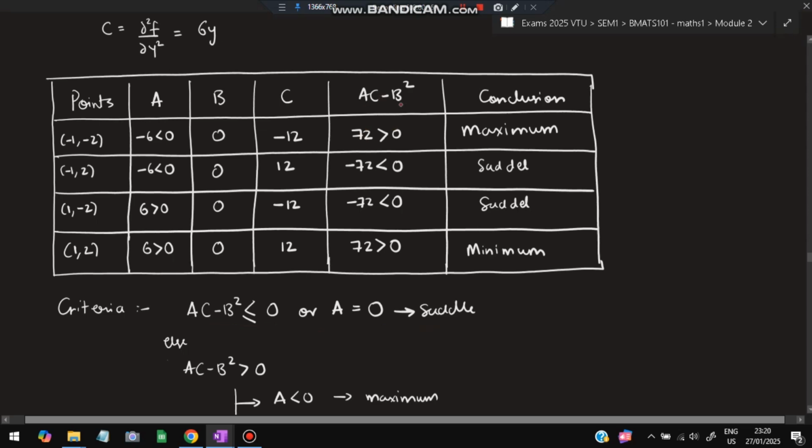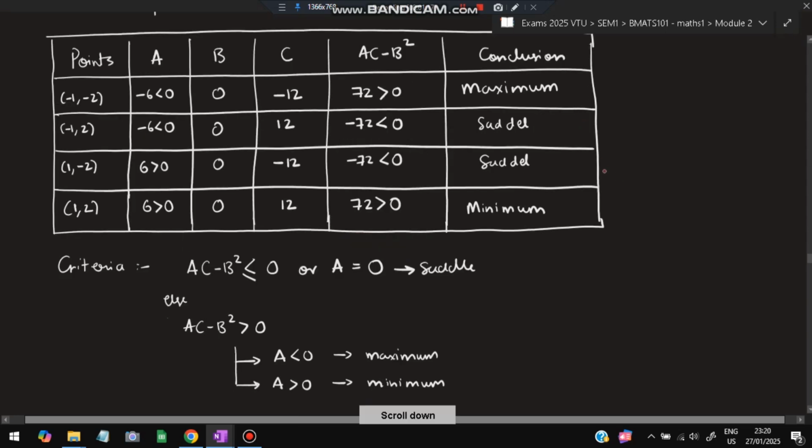Only when this value is greater than 0, it should be strictly greater than 0, not even equal to 0, and a also should not be 0. If it is greater than 0, then only we'll check a. If it is not greater than 0, then it is already saddle. So if it is greater than 0, then we will check the a value. Now a value is what? Minus 6, which is less than 0. If a value is less than 0, it is maximum, it is reverse. This one being greater means it is valid, it has maximum or minimum, then we will check a. If a is less than 0, it is maximum, and in this case it is also more than 0 here, so we check a. If a is greater than 0 it means minimum. You just have to do it the reverse way.